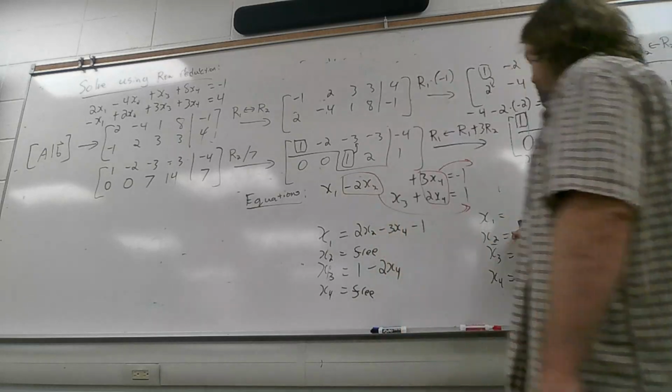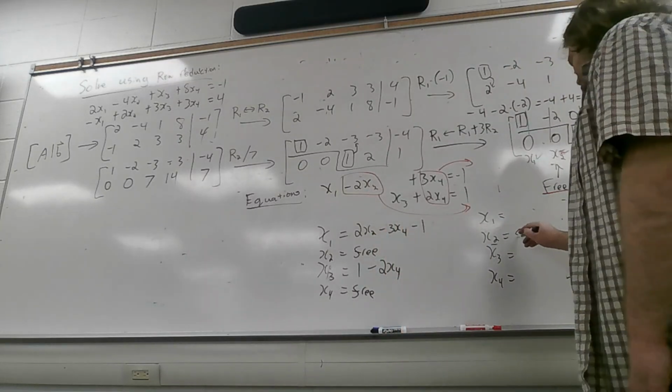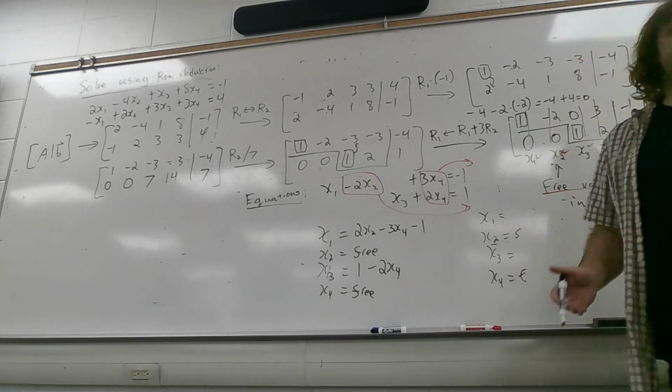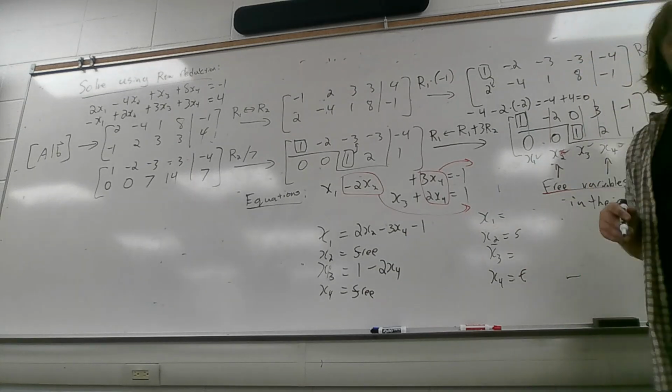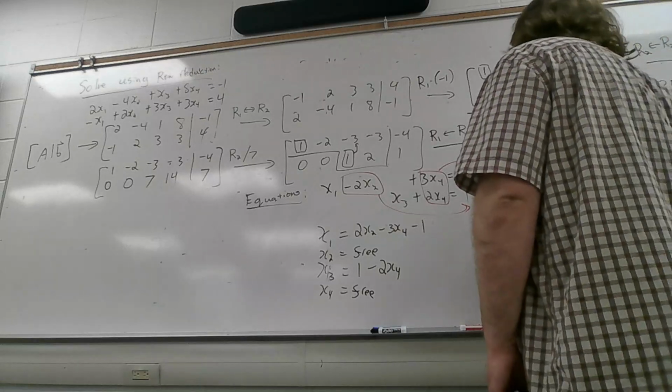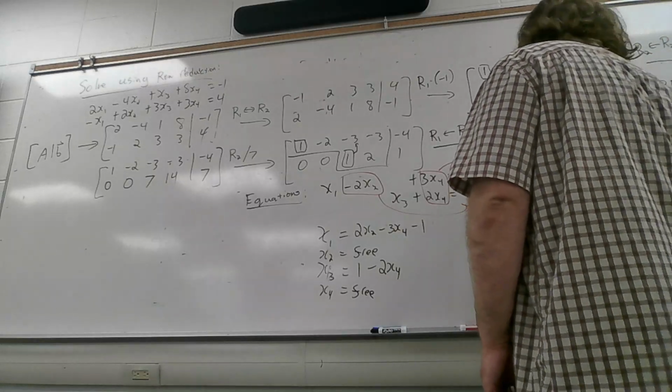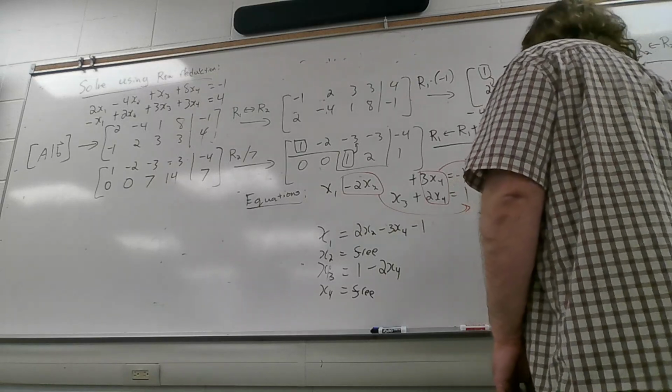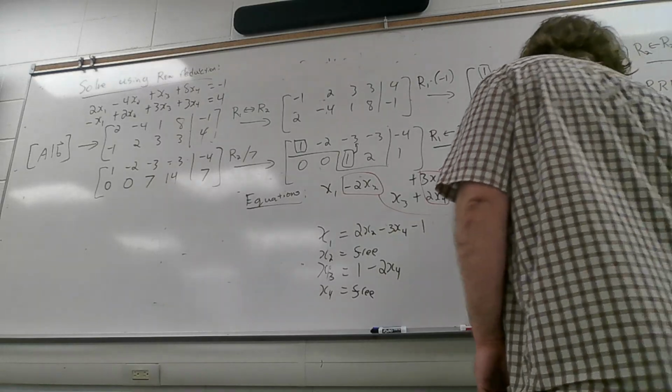I'm going to assign parameters to my free variables. So s and t, like physics, right? Time and stuff like that. And then you just replace these variables with that, so it's more obvious that you're free to choose them. So 2s minus 3t minus 1, and 1 minus 2t.